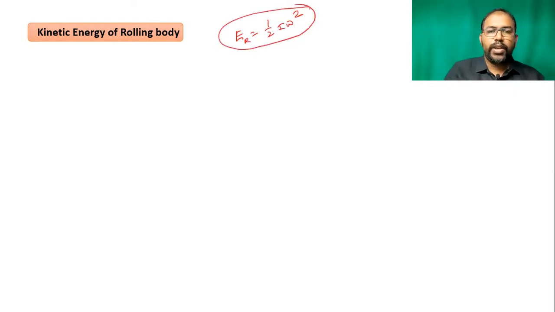Hello students. In this session, we start a new article from chapter number 1, Rotational Dynamics, and it is kinetic energy of rolling body. In the previous class, we already learned the kinetic energy of a rotating body, which we got as 1/2 I omega square. So this is for a rotating body. Now we have to find out, if the body is rolling, how much is the kinetic energy.